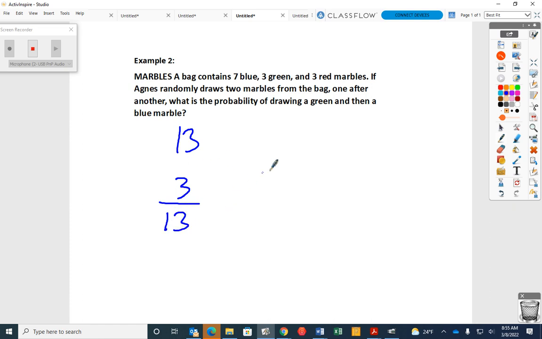Now, then I have to get, there's that word again, then I have to get a blue. How many blues are in here? 7. There are 7 blues, but there are no longer what? Guys, I took a green marble out. There's still 7 blues, but there's only how many marbles? It is 12. I only took 1 green out. So it is 12.